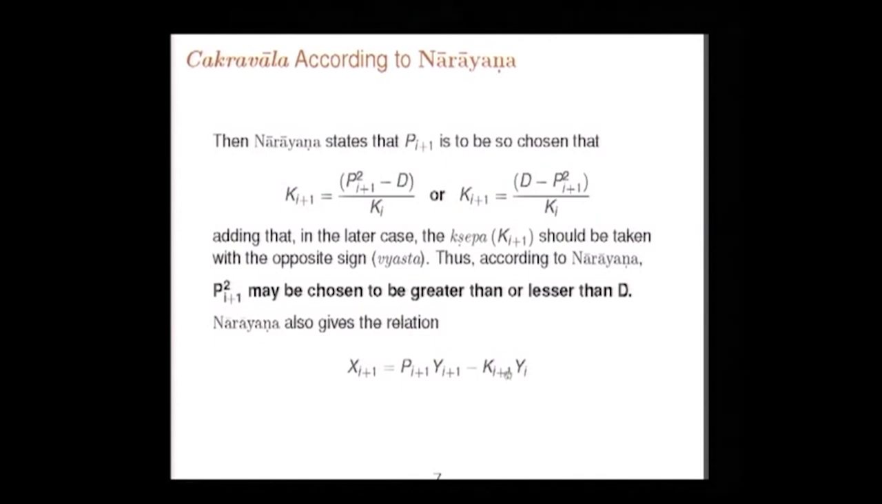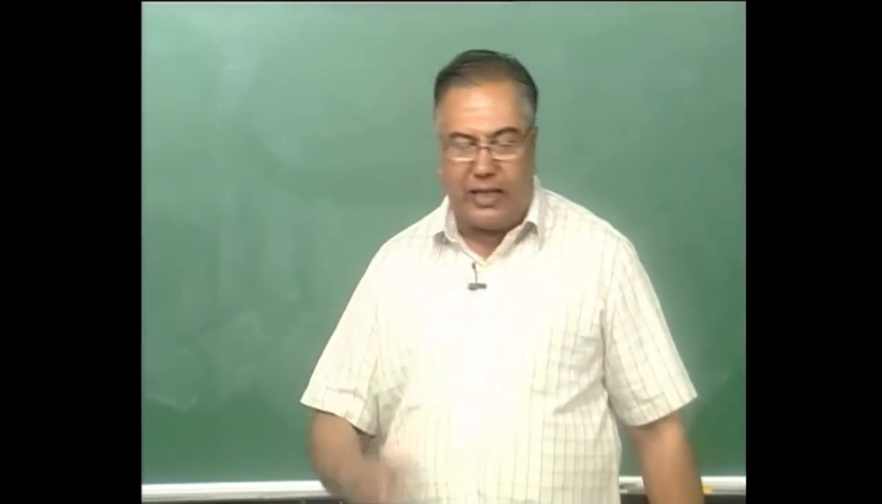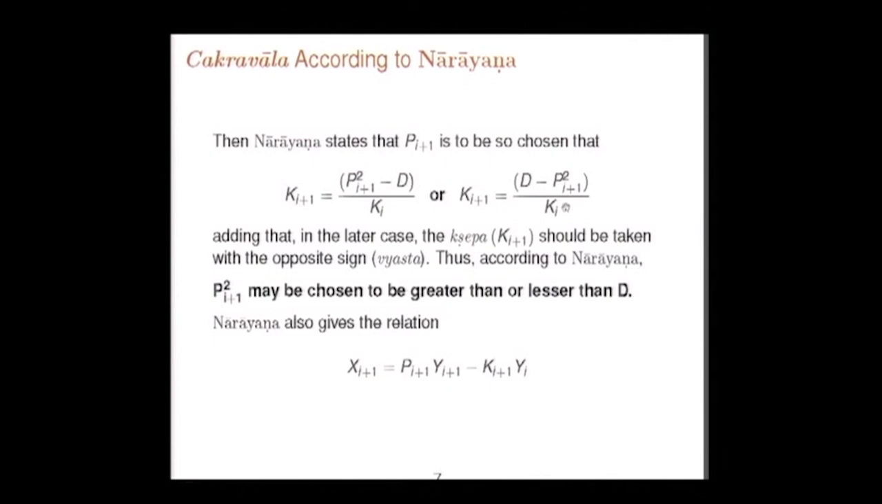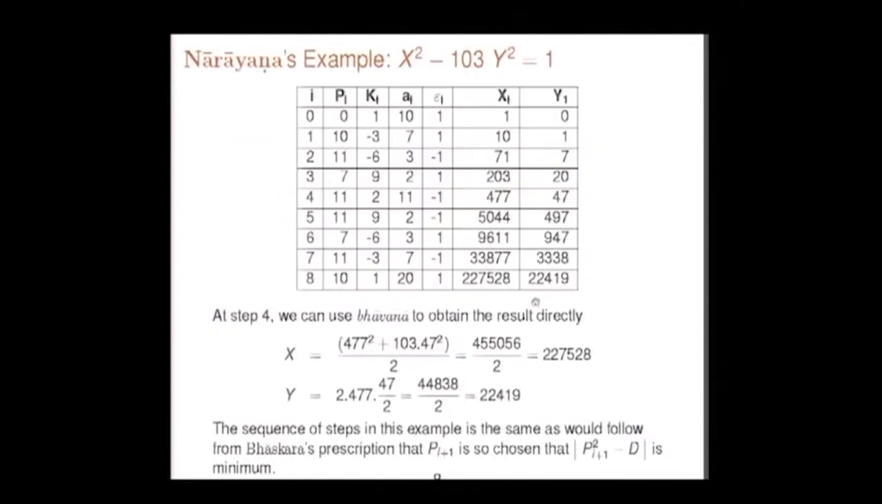Then once p_{i+1} is found, there are many solutions to Kuttaka. So you choose the solution such that p squared minus d by k, or d minus p squared by k, is small. So k_{i+1}, which is p_{i+1} squared minus d by k_i, or d minus p_{i+1} squared by k_i, and so in the other case kshepa will be negative. So he has just said p_{i+1} squared may be chosen to be greater than or lesser than d, and then of course x_{i+1} is related to the known quantities.